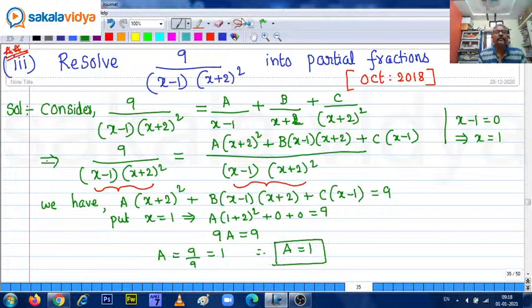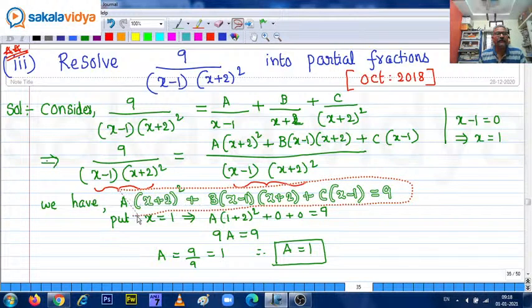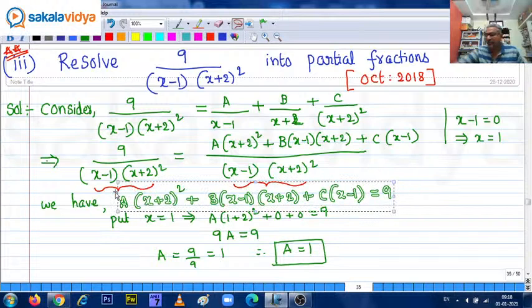Right. So let us take this part up too. Let us copy. This portion is very important for us.